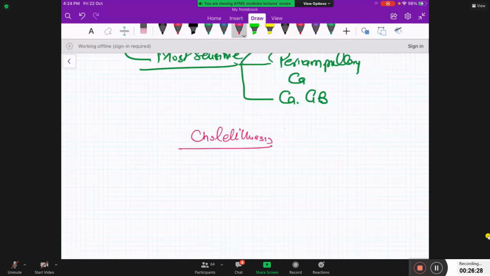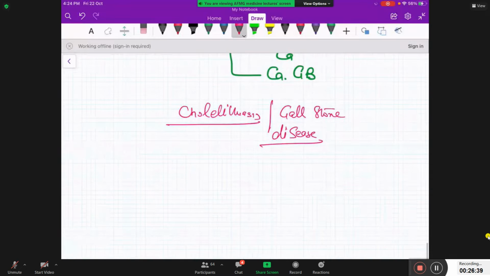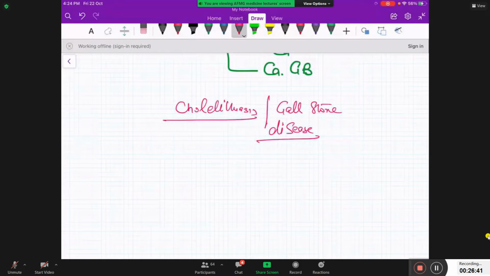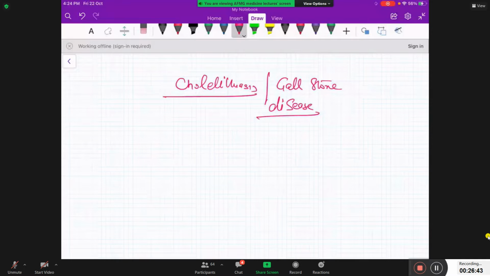Cholelithiasis, that is gallstone disease. Cholelithiasis or gallstone disease. Now, first of all, what are the reasons for having stones in the gallbladder? We have to know the important reasons for the formation of gallstones.